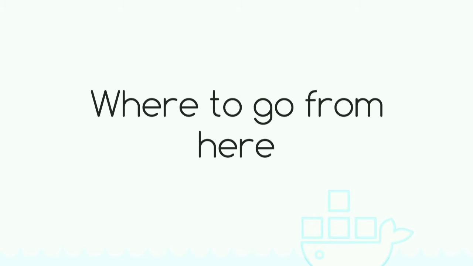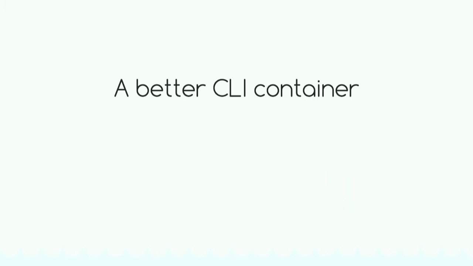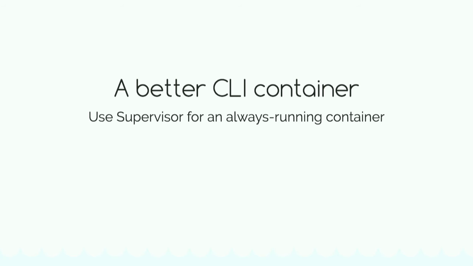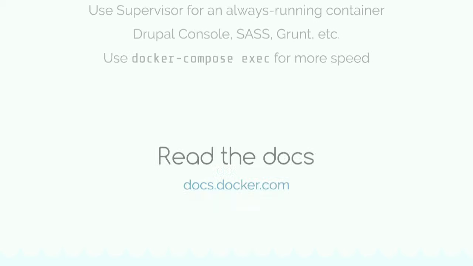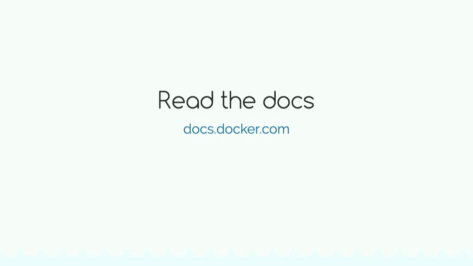Where do we go from here? Well, so far we just have that single task-specific Drush container. We might want to make a better CLI container, one that's always running so that we don't need to create a new container instance every time, one that has other utilities in it like Drupal Console, Sass, Grunt, and so forth. And we want to be able to exec into that running container so we don't have to go through the creation phase each time. There's lots of different ways that we can do that.